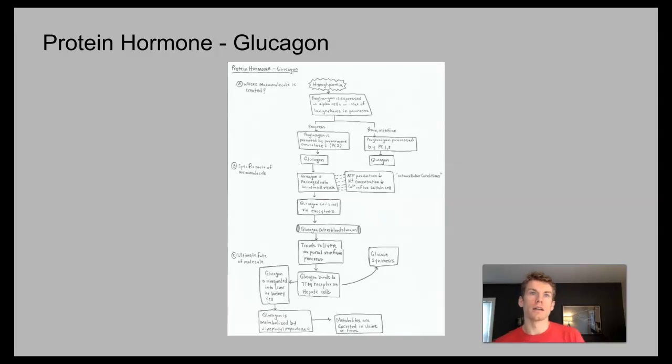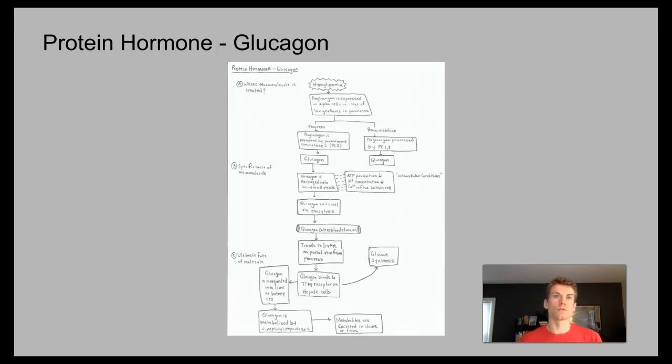Specifically, glucagon production is triggered when the body is experiencing a hypoglycemic condition. So when glucose is very low in your bloodstream, glucagon concentrations will increase, which will ultimately stimulate cells within the liver to produce glucose and increase glucose in the body to normal levels.